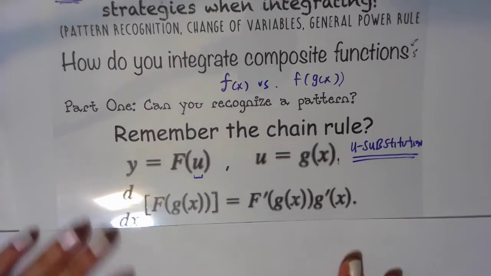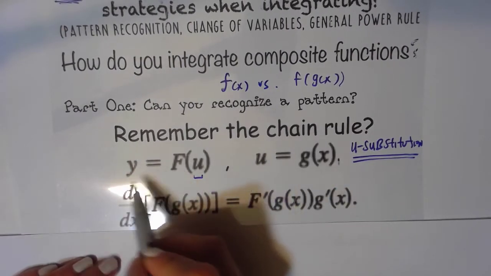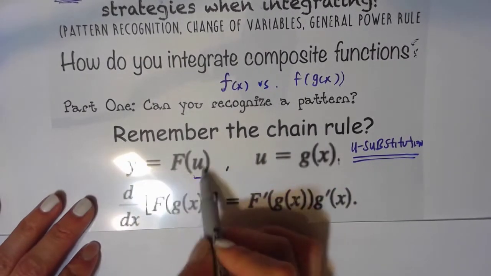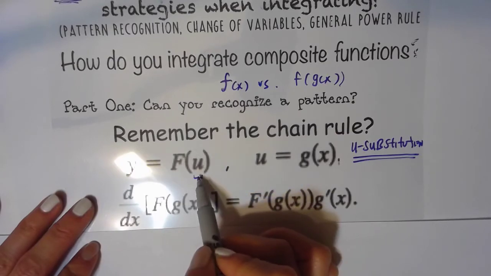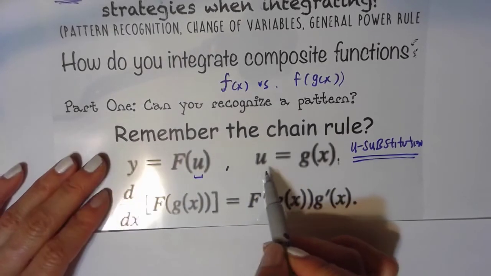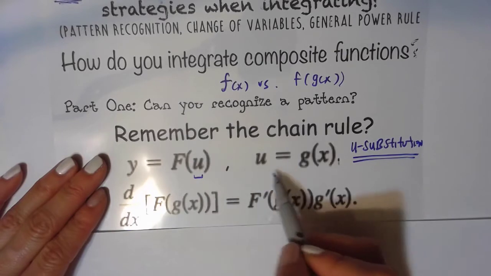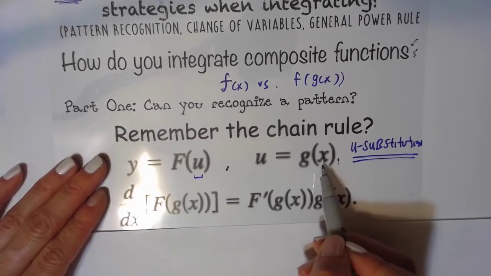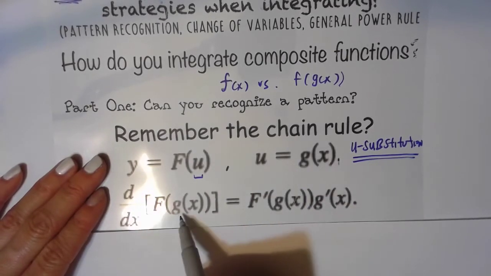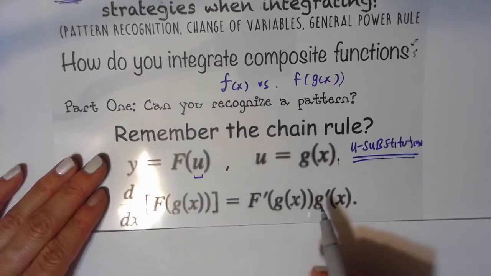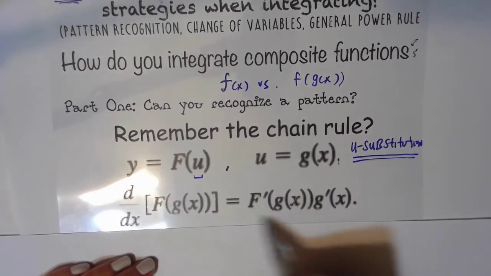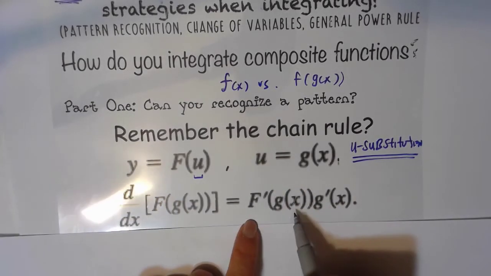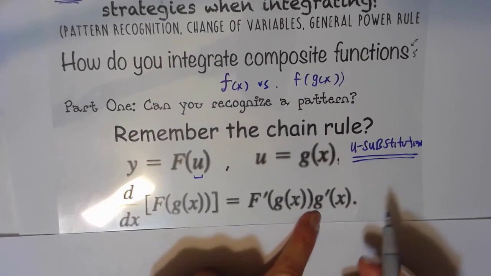So, basically, we're going to let y equal f, which is a function of u. Because f is a composite function of u, and u is g of x. So we take the derivative of f of g of x. Remember that? And then we take the derivative of f, which is f prime of g of x. And then we take the derivative of g, g prime of x.